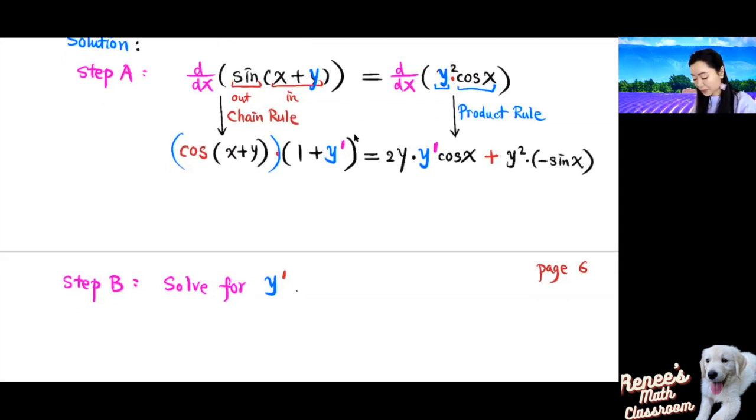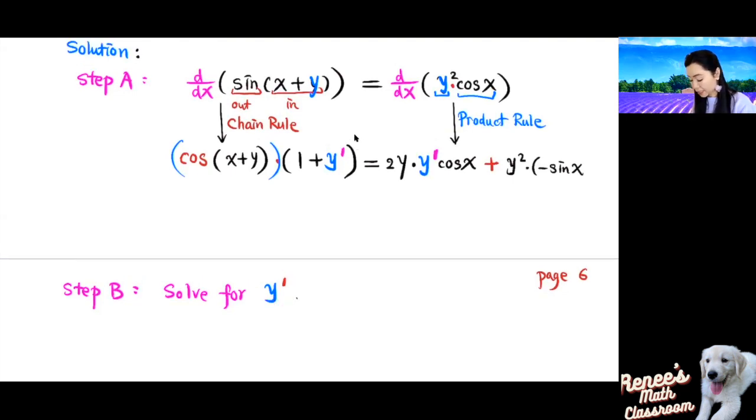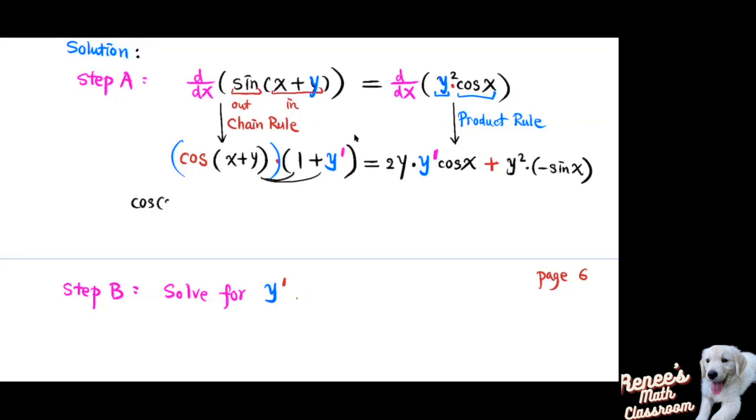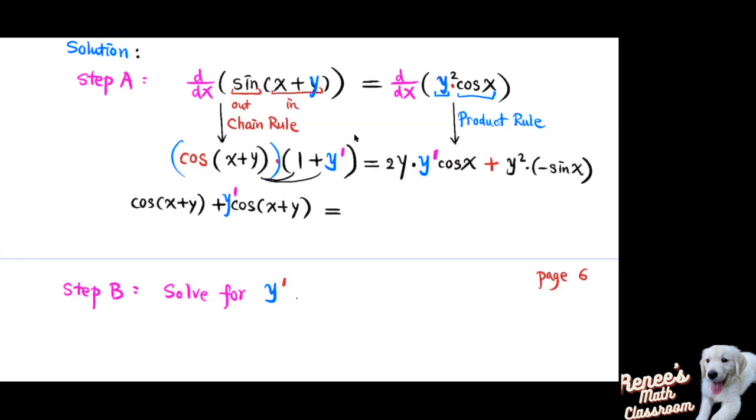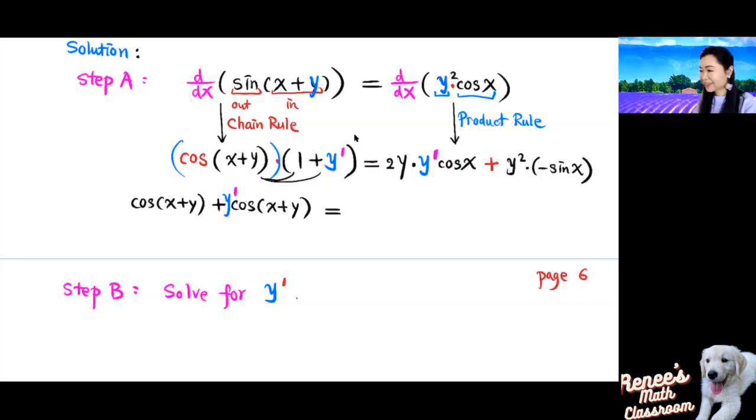Now remember, we're trying to solve for y prime. So let's go ahead and see if I can isolate the y prime. So this y prime is inside this parenthesis. So let's go ahead and distribute. So we have cosine of x plus y. Looks like it's frozen again. Oh, it's frozen. Okay. It's going to catch up a little bit when you freeze. There it is.